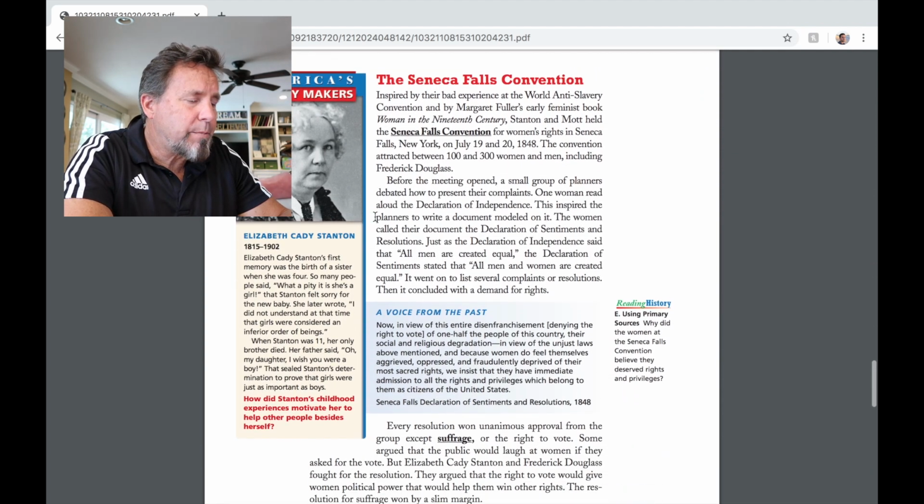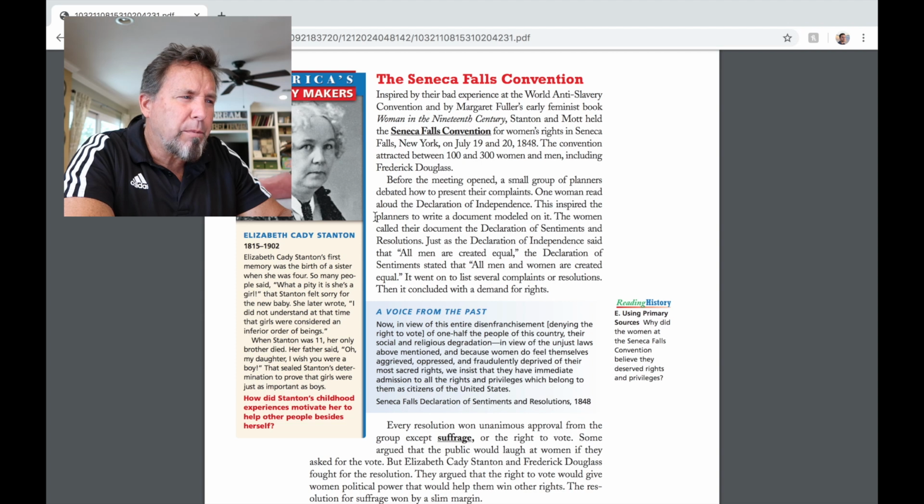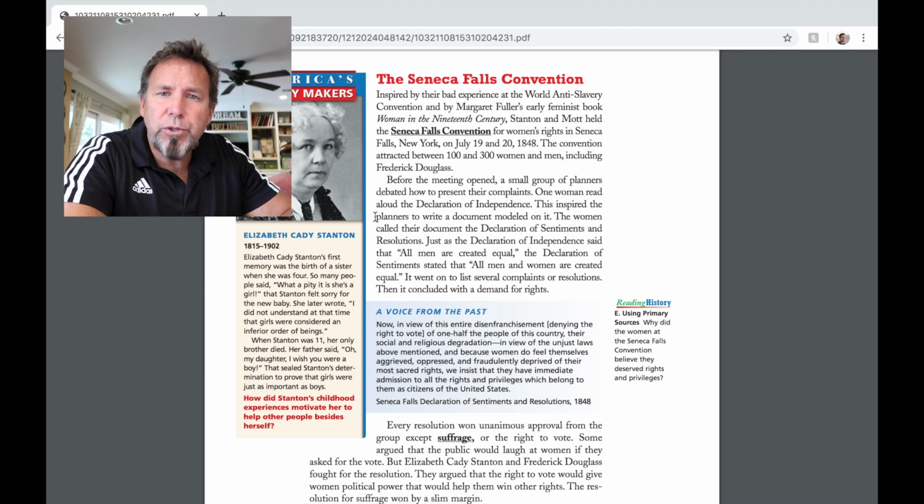And then on the next page, page 444, it talks about probably one of the most important conventions having to do with women's rights, called the Seneca Falls Convention. And right next to that heading, it talks about Elizabeth Cady Stanton and why she felt motivated to be such a believer and supporter of women's rights.